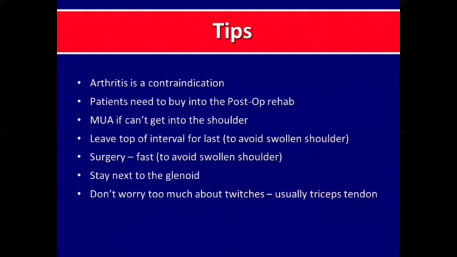Some final tips. Arthritis of the glenohumeral joint is obviously a contraindication. Patients need to buy into this operation, especially the post-operative rehab. You do an MUA if you can't easily get into the shoulder. Leave the top of the interval to last because this helps prevent too much swollen shoulder.